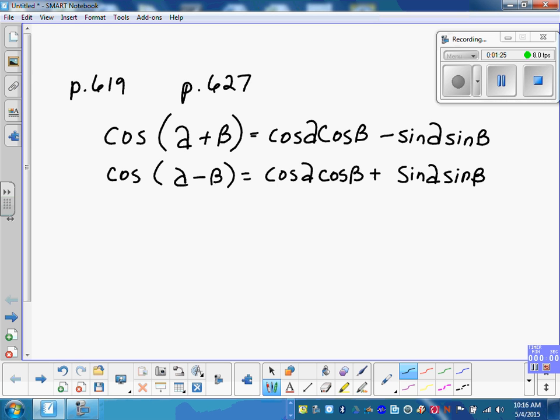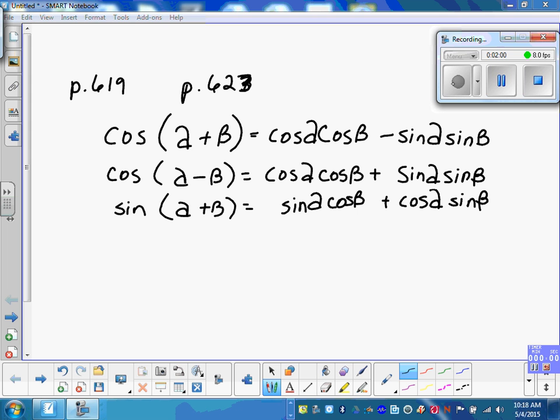We're going to work with these two in just a moment, but before we do that, while we're on page 619 and 627, let's go ahead and add the other formulas as well. The sine of alpha plus beta is equal to the sine of alpha times the cosine of beta plus the cosine of alpha, the sine of beta. Now remember, we're adding these to our library or our index card.